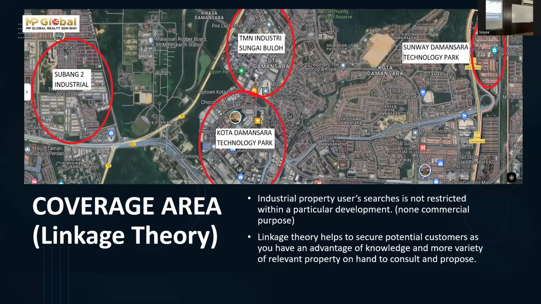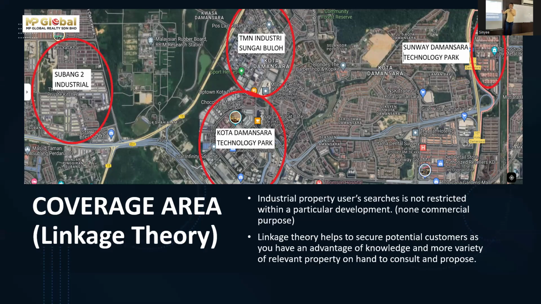Okay, here is one area I want to share with you all. A lot of real estate agents, when they venture into industrial, face one very big issue. For example, this Kota Damansara Technology Park has Surian Industrial Park, Sun Surya, Nobel, Omni1, and a few other developments there.